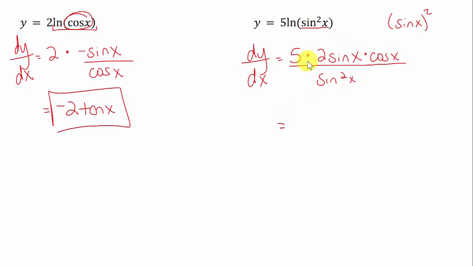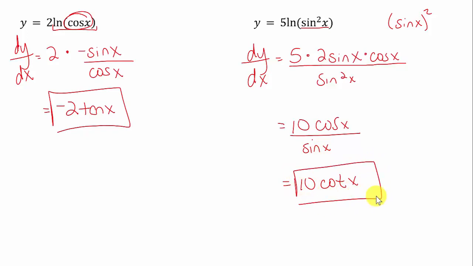Now, if we want to simplify this, 5 times 2 is 10. Sine x over sine squared x actually just leaves me with a sine x on the bottom because one of these will cancel with one of these. This one will cancel. And then I still have that cosine on the top. So again, that's all fine. But we should know that cosine over sine is actually cotangent of x. And so that would be a simplified form.